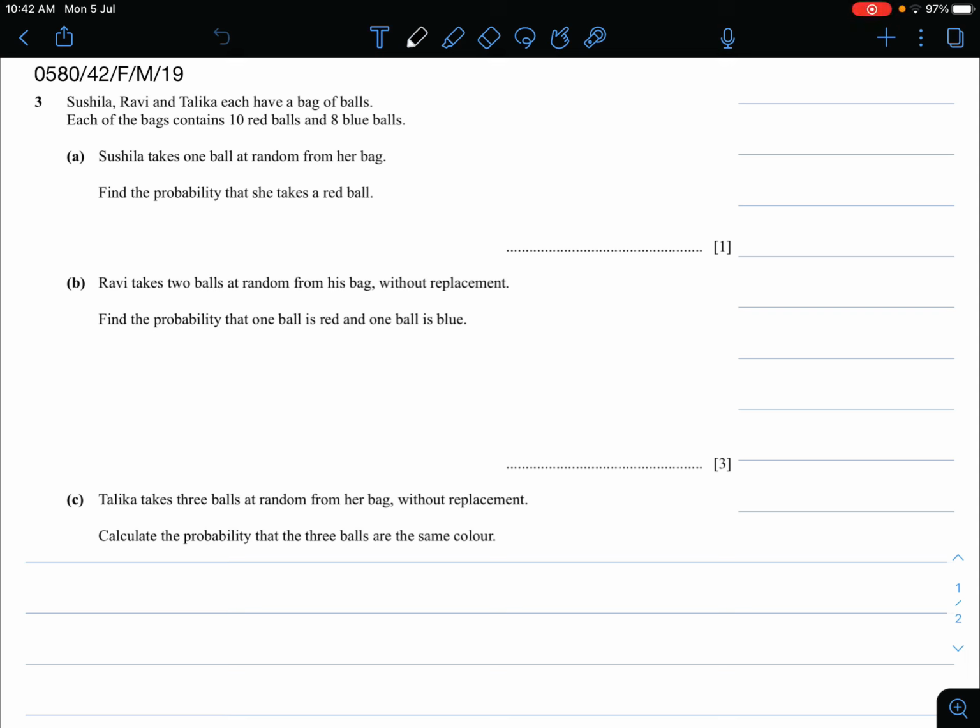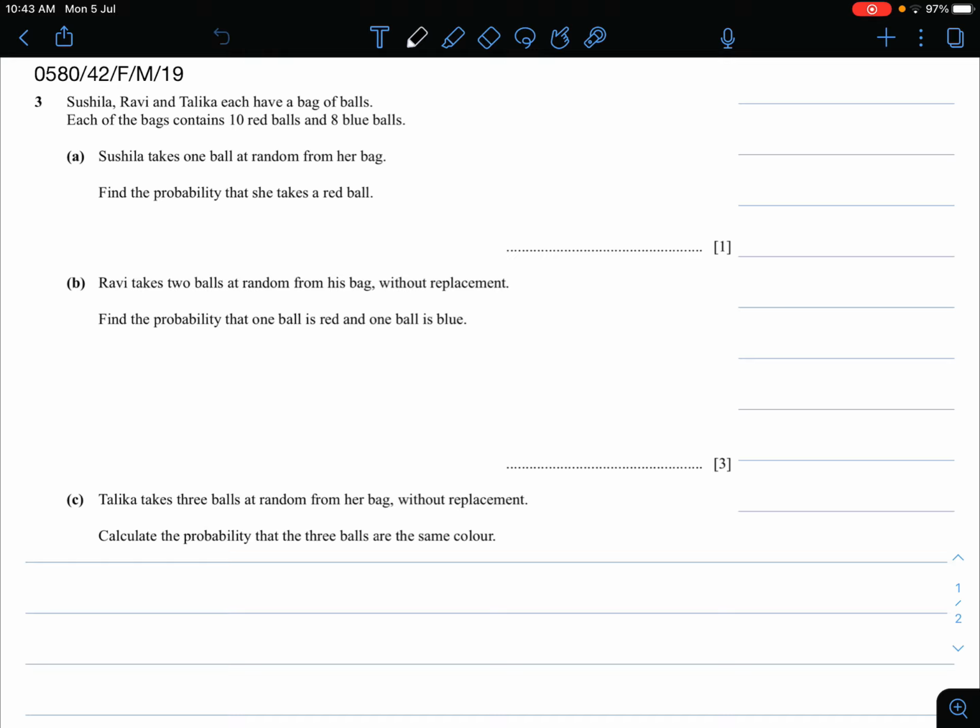Welcome to ANR Solver question 3. Sushila, Ravi, and Talika each have a bag of balls. Each of the bags contain 10 red balls and 8 blue balls. Sushila takes one ball at random from her bag. Find the probability that she takes a red ball.